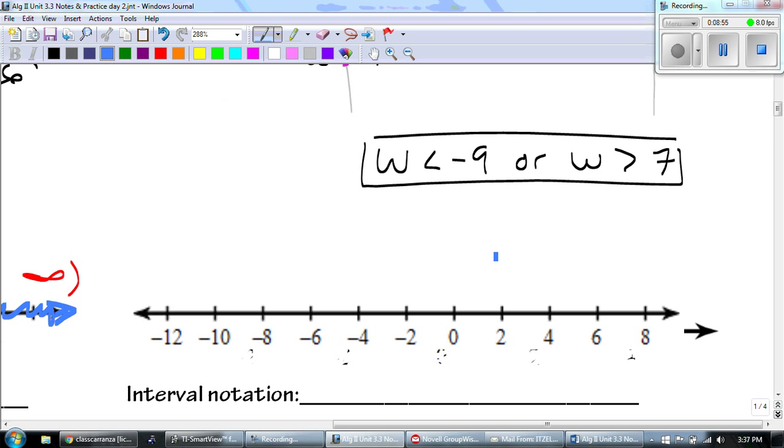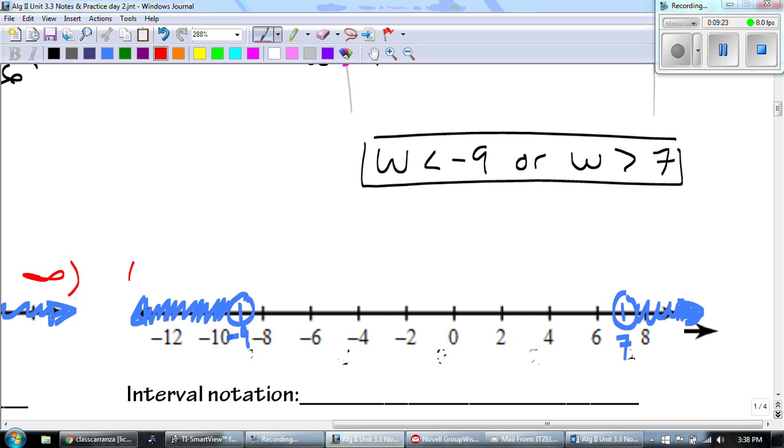And if you notice, we're counting by 2's. Okay, so I got 0, -2, -4, -6, -8. Well, there's -9 right there. I'm going to be open, and I'm going to shade to the left. I'm going to be open at 7, and I'm going to shade to the right. Okay?